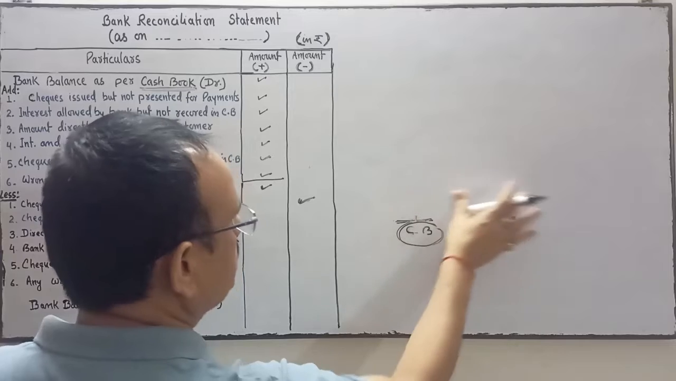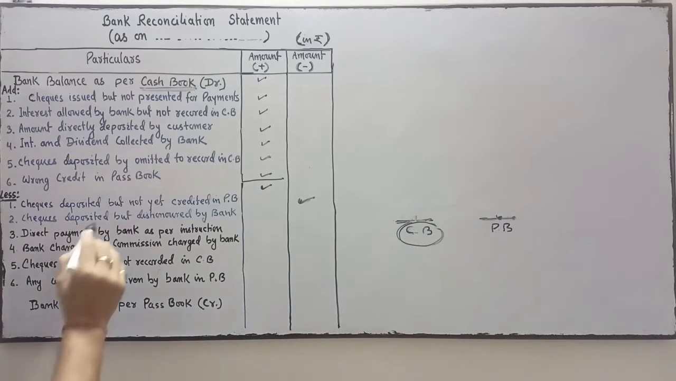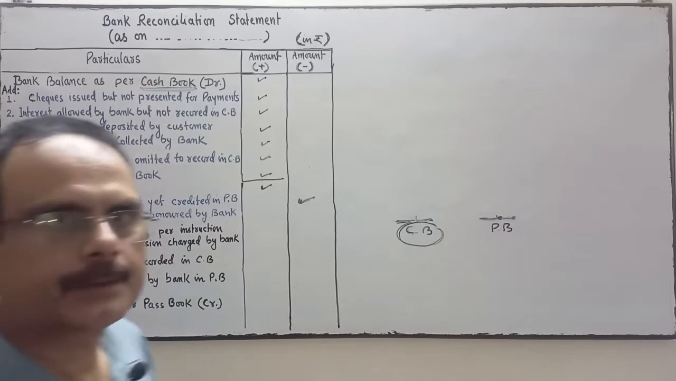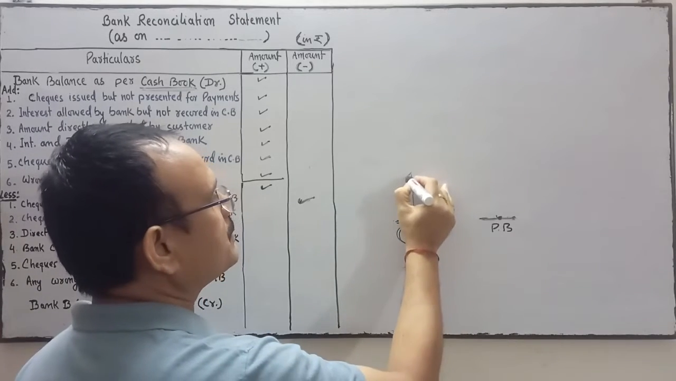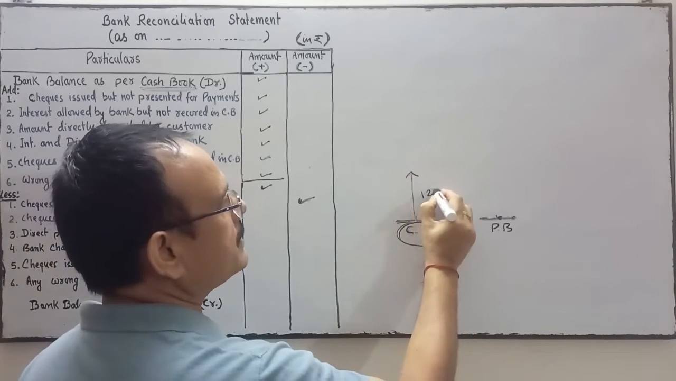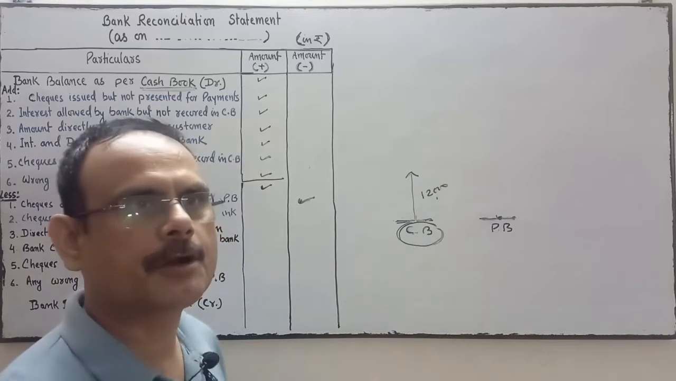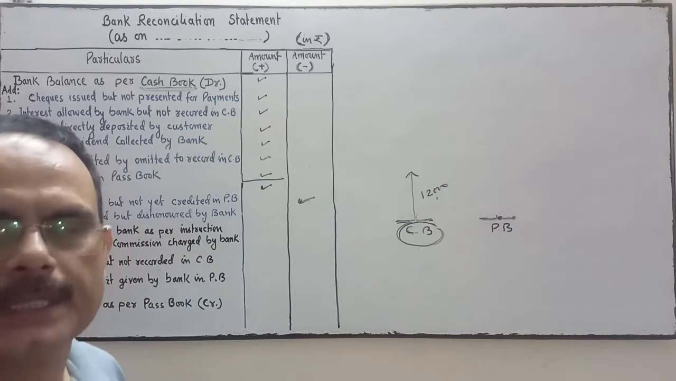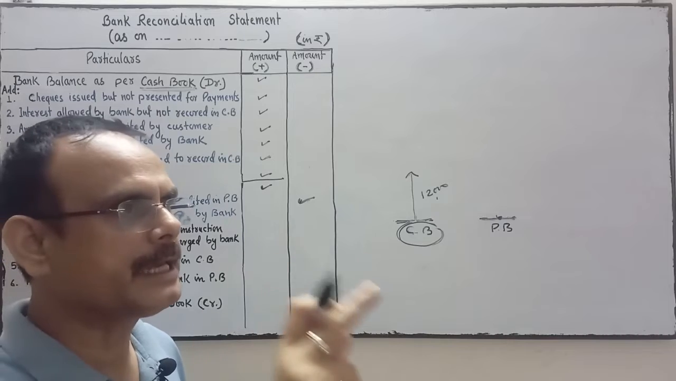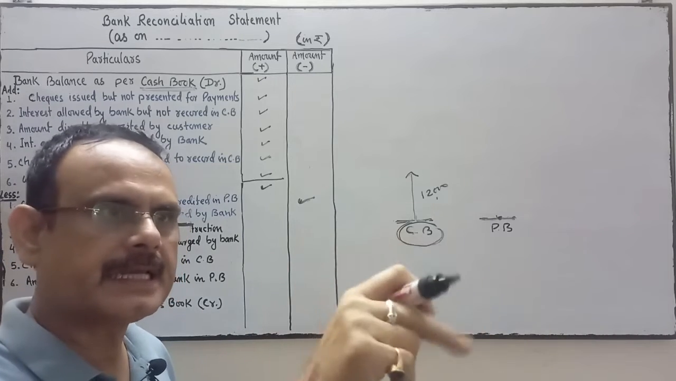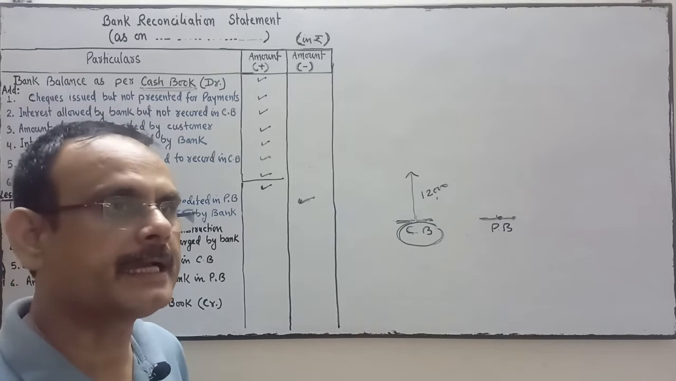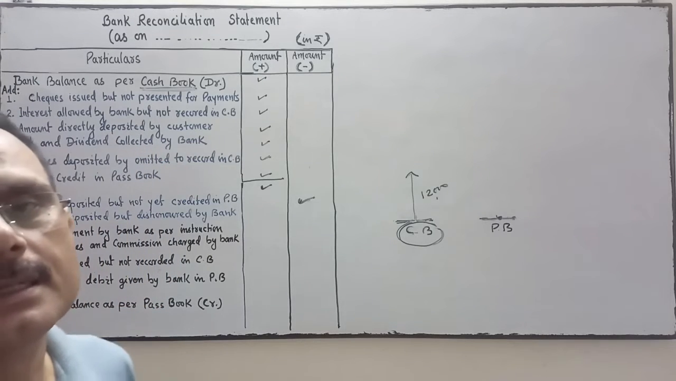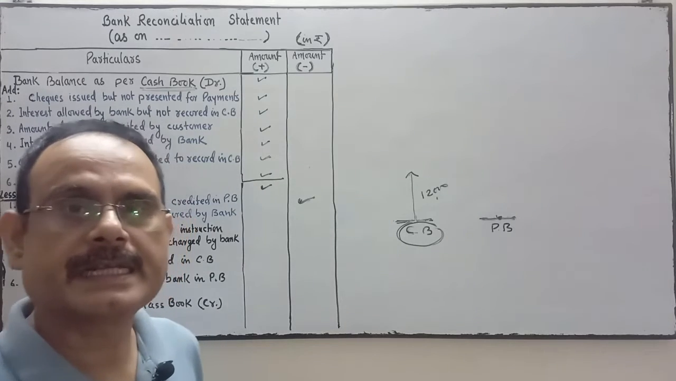Check deposited but dishonored by the bank. We have deposited a check into the bank, suppose a 12,000 check. It is recorded on the debit side of the cash book in the bank column. But the check which was deposited by us is dishonored by the bank, not honored. It means that amount is not credited in the passbook because that check is dishonored.